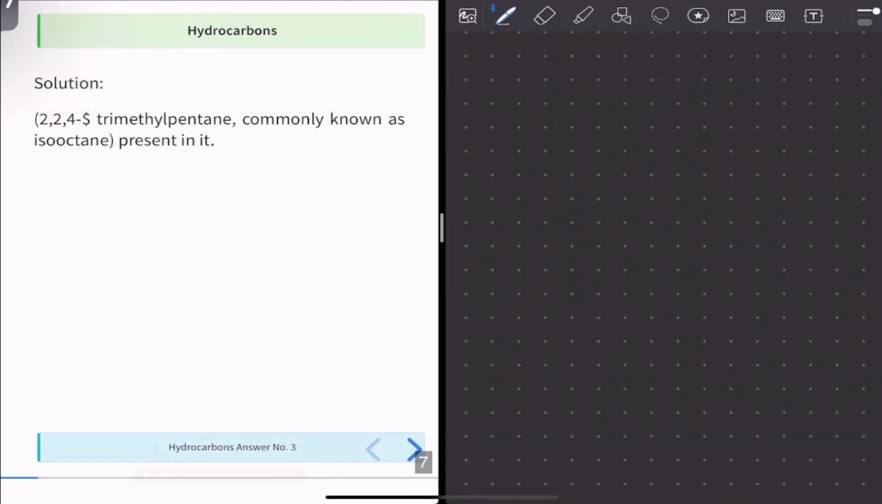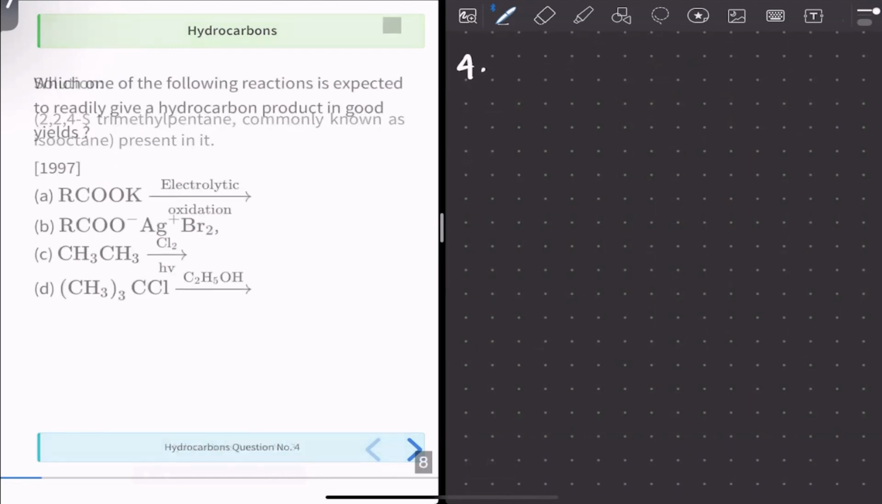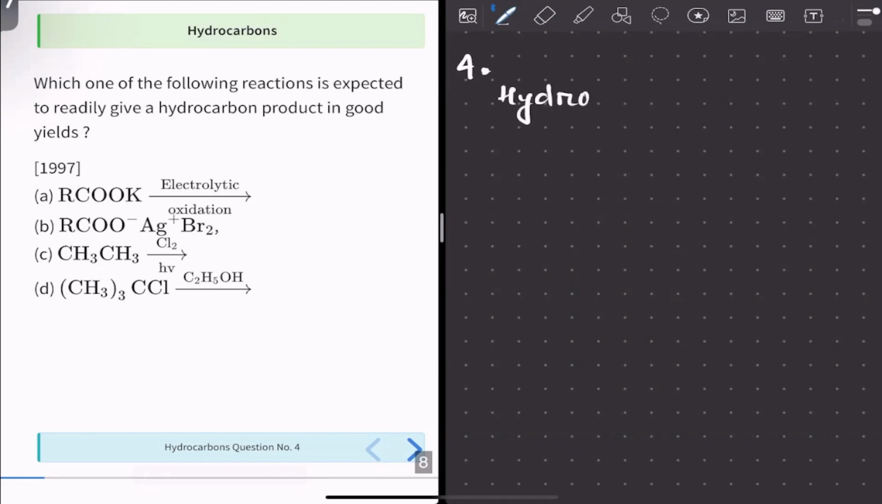Question number 4. Which one of the following reactions is expected to readily give a hydrocarbon product in good yields? Okay. So we need to consider the hydrocarbon formation reactions or preparation reactions. Okay. So we'll go one by one with these reactions. From option D, we'll start.